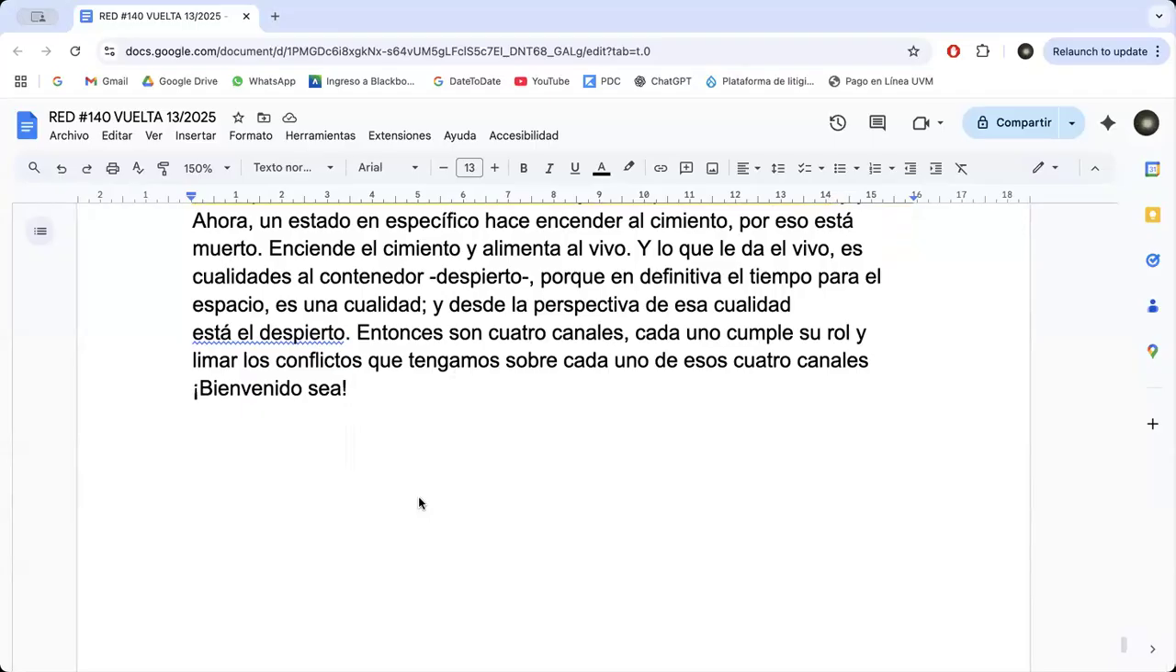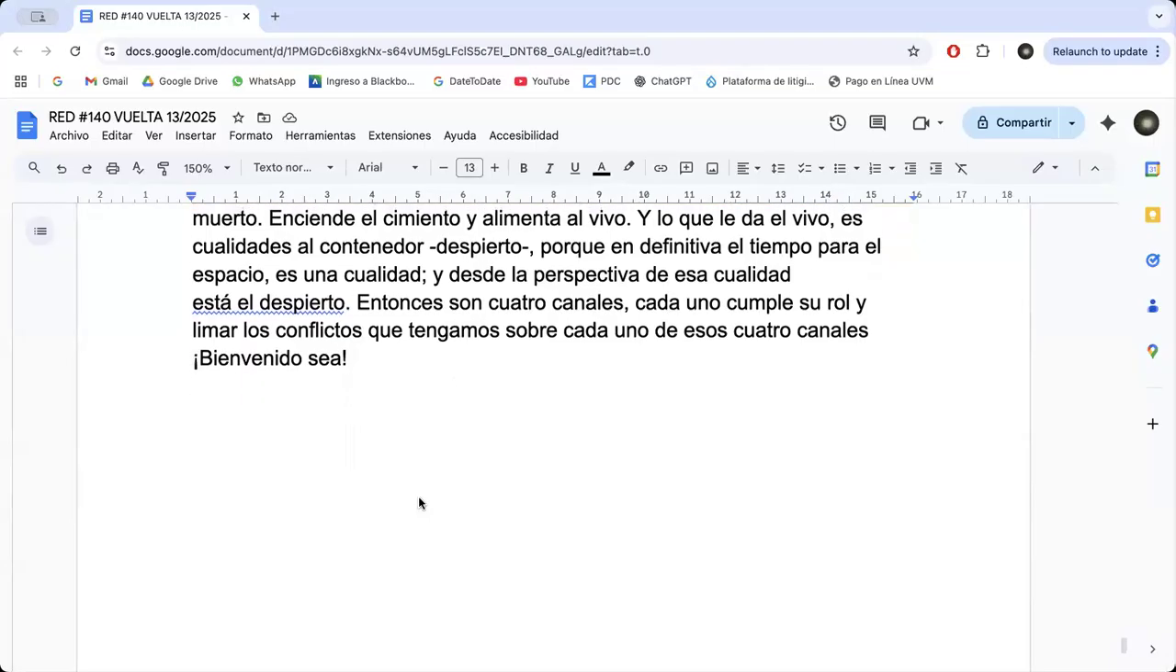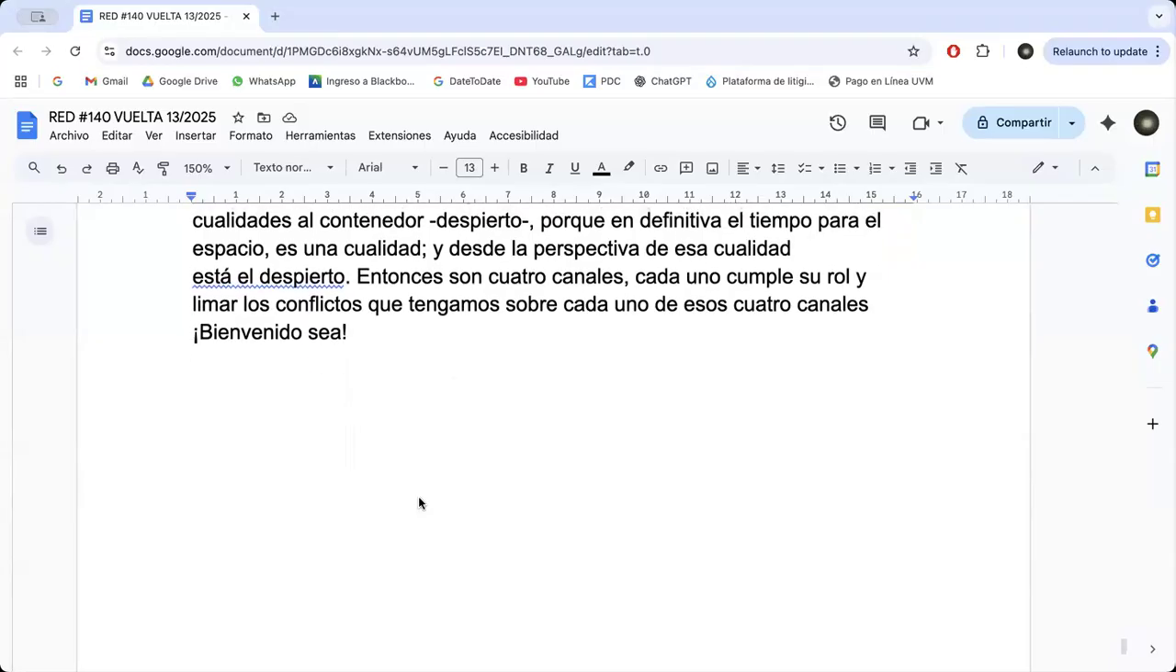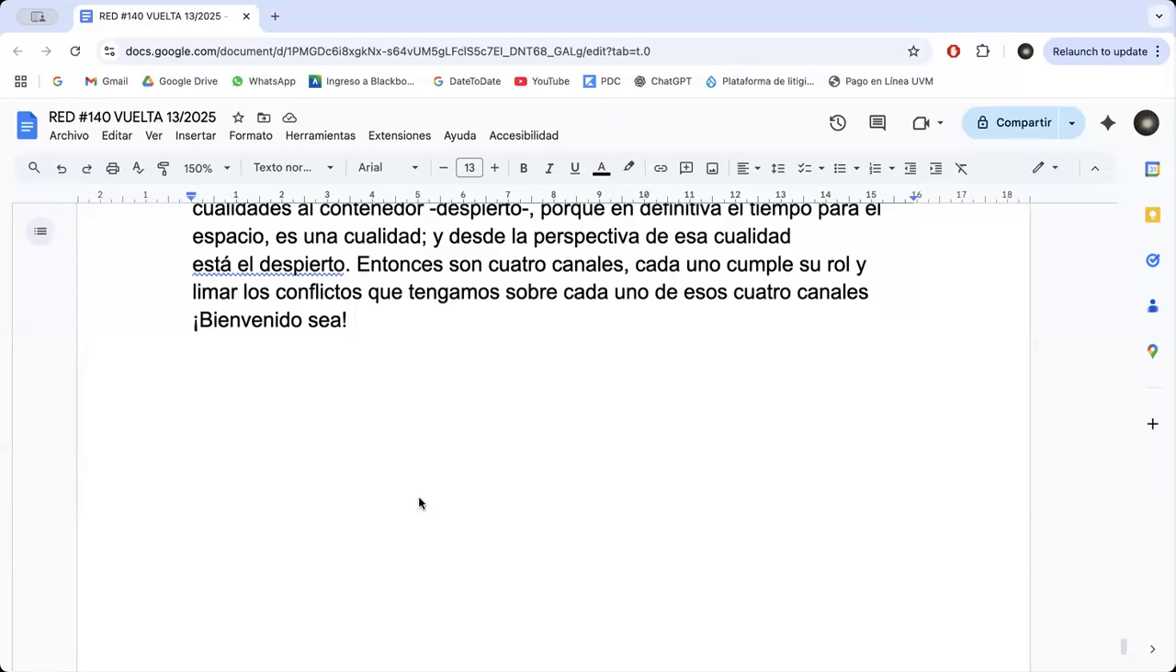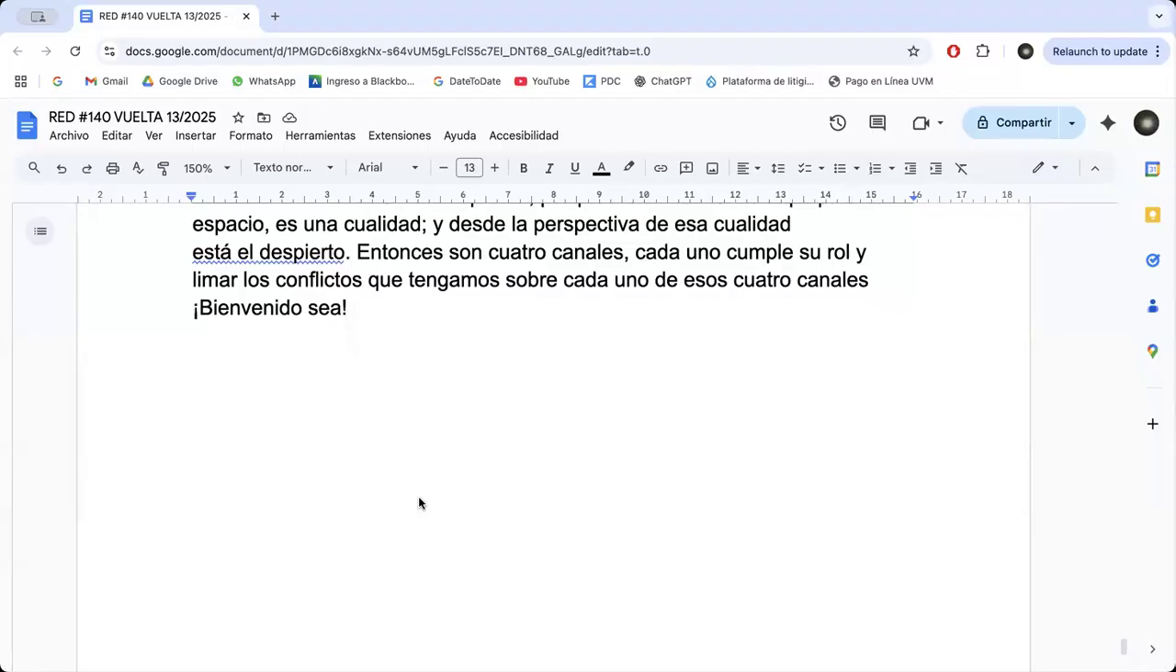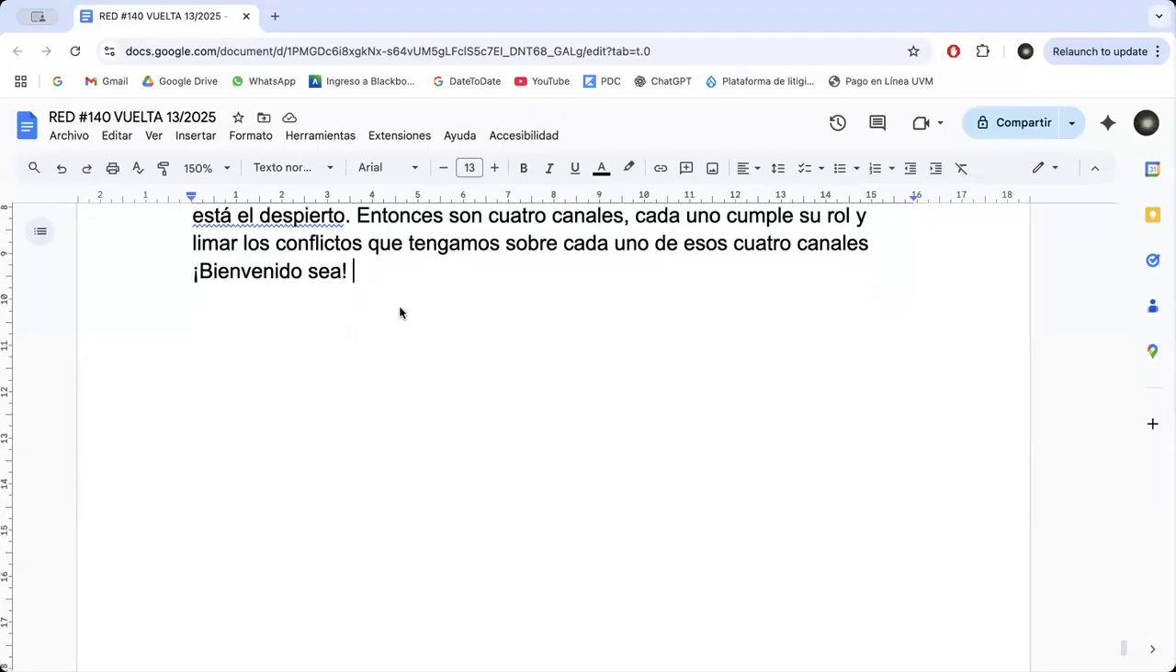So another state, which is the dead state, turns on the foundation. That's why it's dead. So from the foundation, it nourishes the living. What it provides the living is qualities, and the living provides qualities for the container, and that is to be awake. Because definitely, we know that time for space is a quality. And from that perspective, that's where we find the awake, right? So this is a short explanation of the 4 states of love.